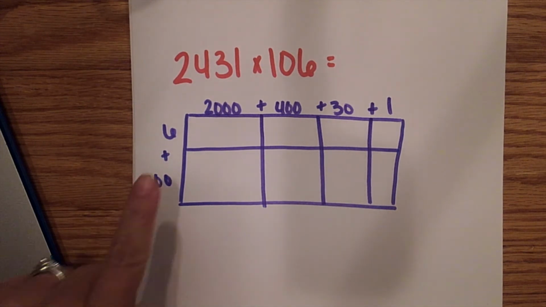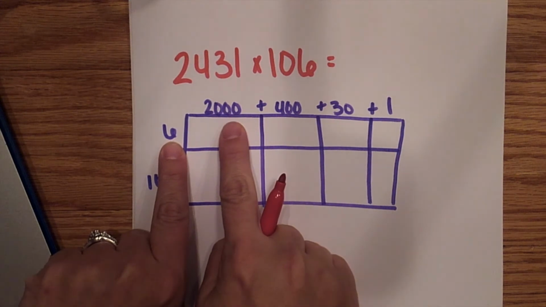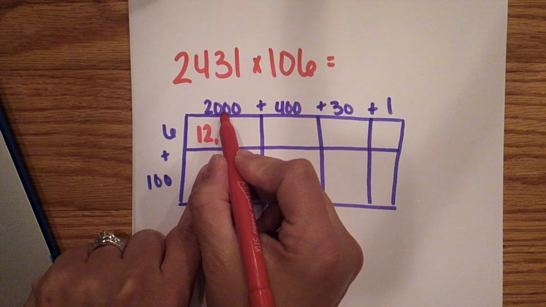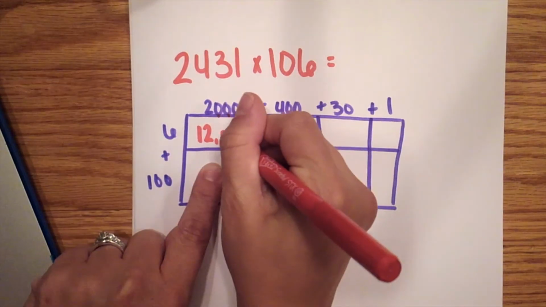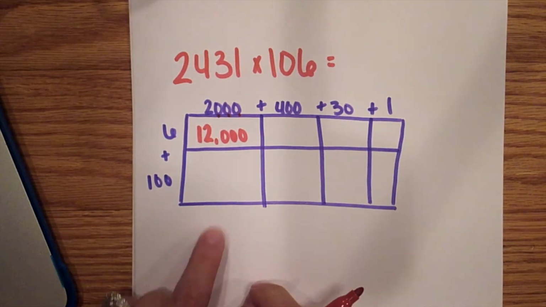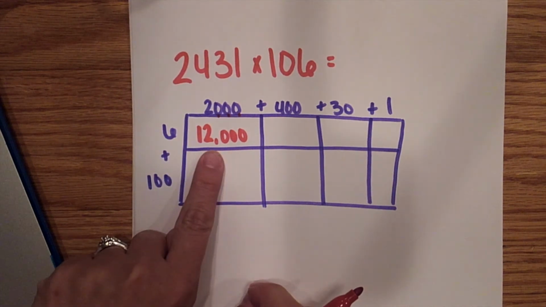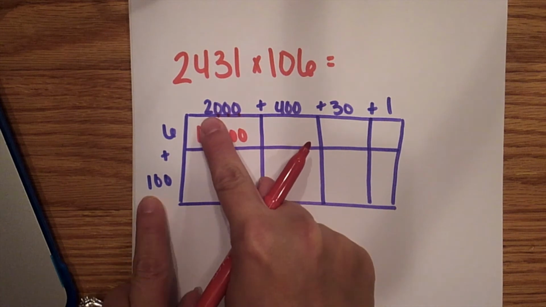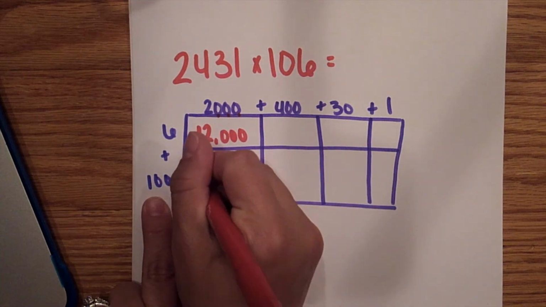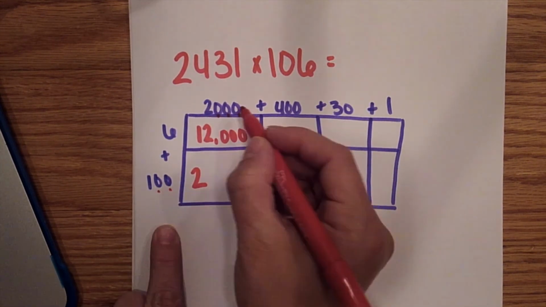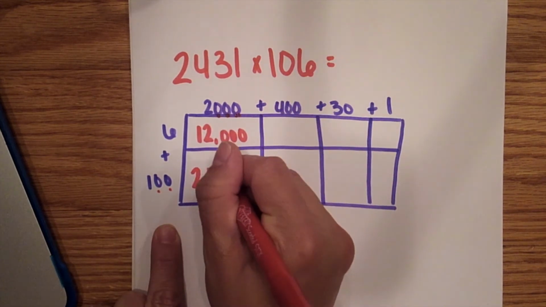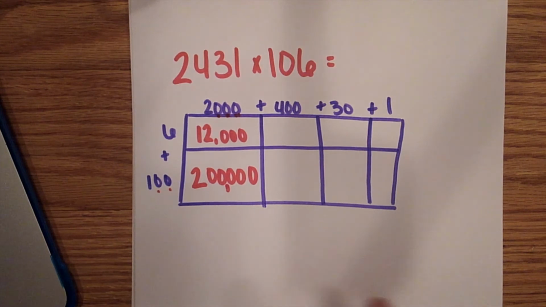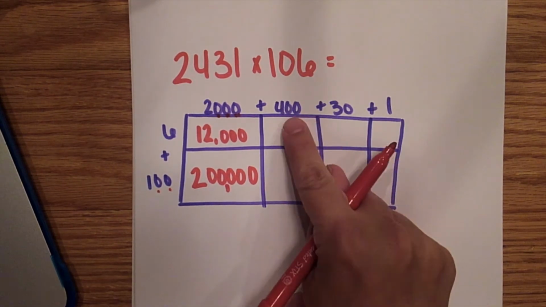So we're going to say 6 times 2,000. 6 times 2 is 12 with 3 zeros, so 2,000 times 6 is 12,000. Then we're going to say 2,000 times 100. Well, 2 times 1, there's our basic math fact, is 2, with 5 zeros: 200,000. Then we're going to move on to another box.